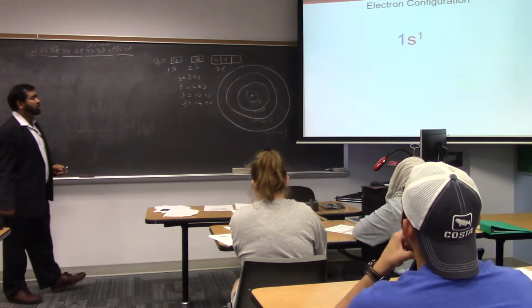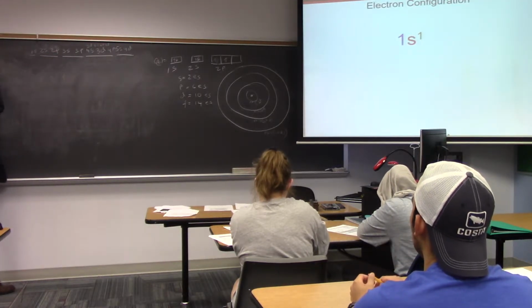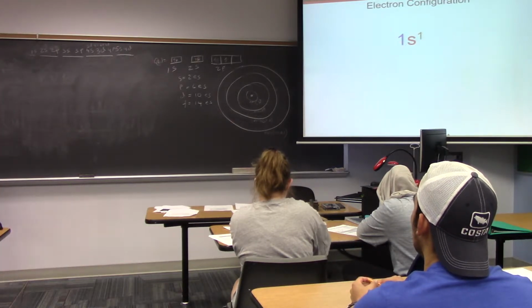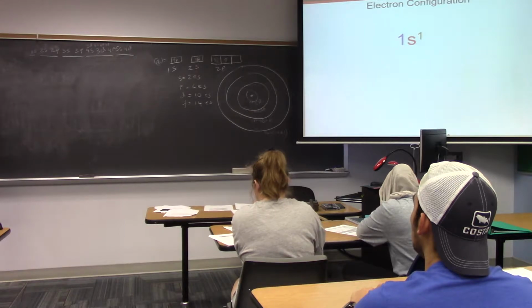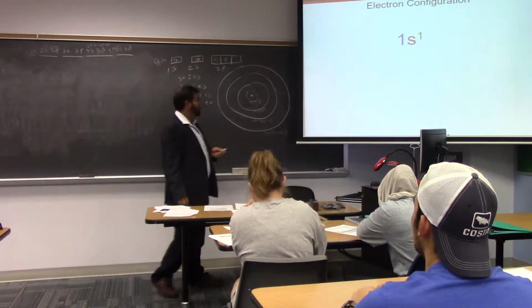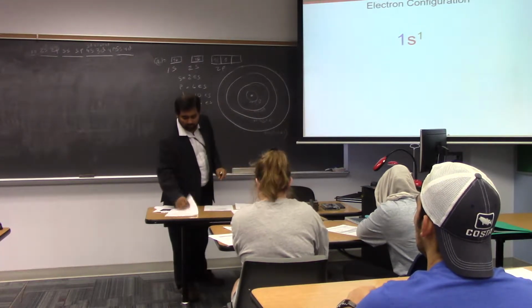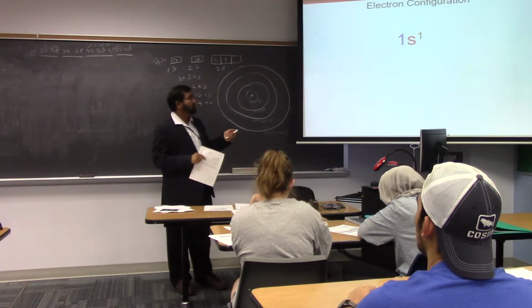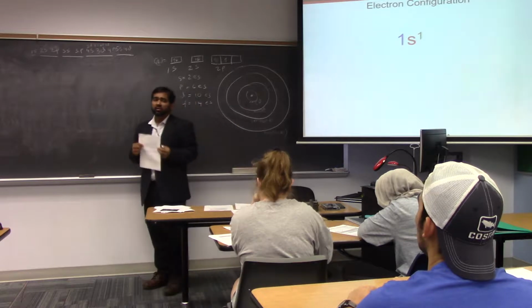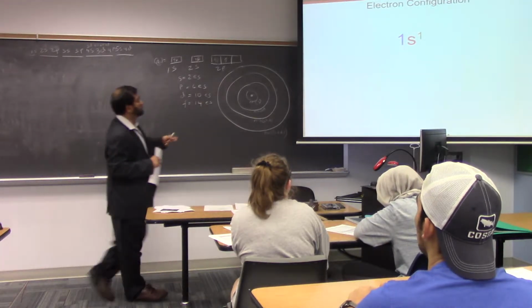How does it work? We have to write out all of them one by one. So if I have 1s1, what does the 1 mean? What does this exponent mean? Look at the big number in front. One tells us it is in the first level, right? If you look at the periodic table, it says the same thing: one means the first period. So the prefix number says which level the electron is in.